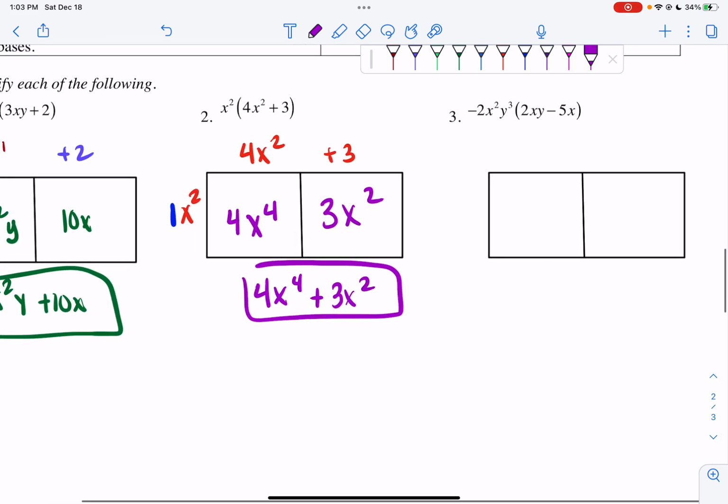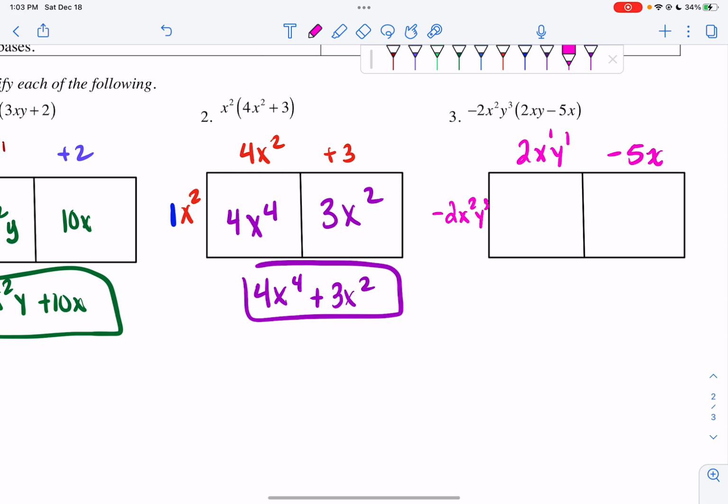Number 3. I have negative 2x squared y to the 3rd. And then I have 2xy, don't forget those exponents, minus 5x. Negative 2 times 2 gives me a negative 4. X squared times x to the first, well, 2 plus 1 is 3, so x to the 3rd. Y to the 3rd times y to the first, well, 3 plus 1 is 4, so now I have a y to the 4th. And now I do negative 2 times negative 5, that gives me a 10.